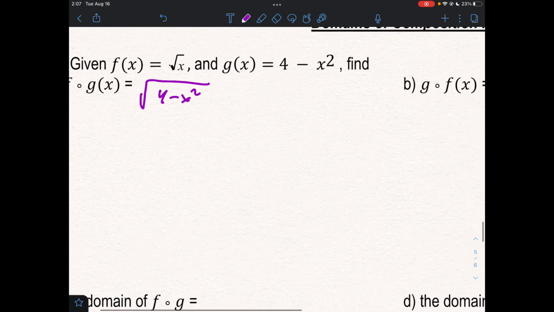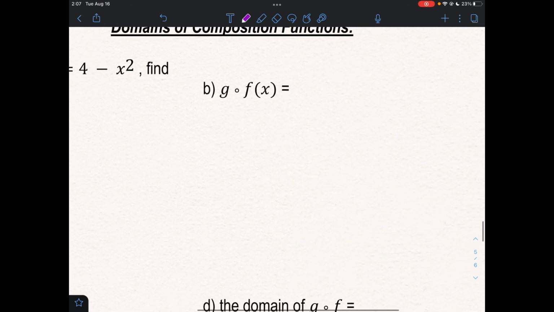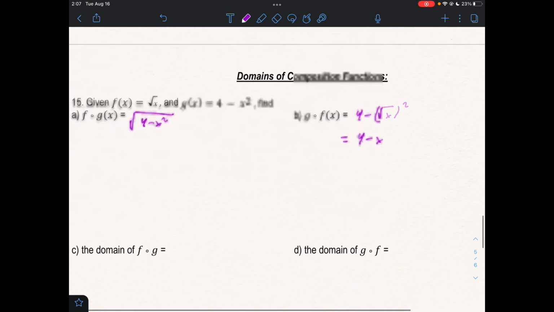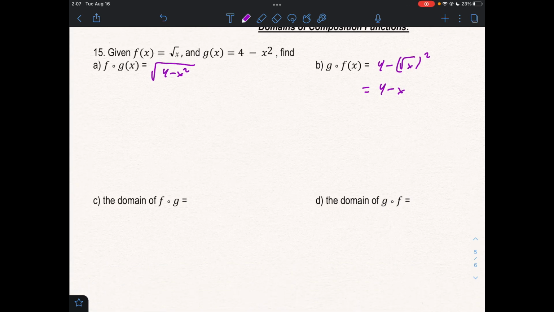Okay, B is g of f. So that's going to be 4 minus root x squared, which we can't simplify to just 4 minus x. All right, so C says the domain of f of g. First thing we'll look at is the domain of the inside function, the domain of g of x. It's just a quadratic, so that's going to be all real numbers, negative infinity to infinity.